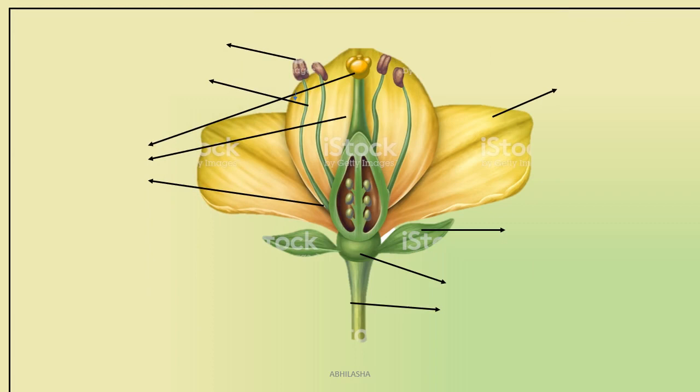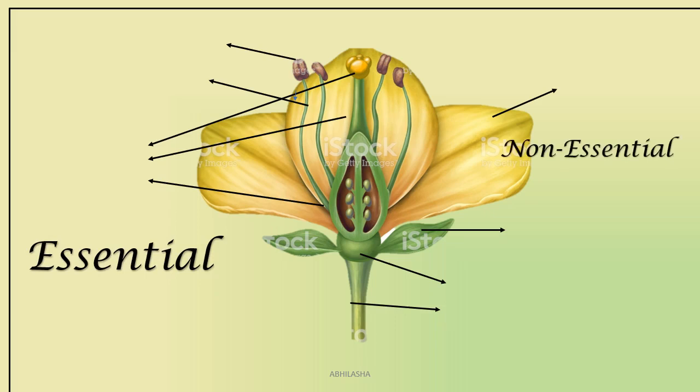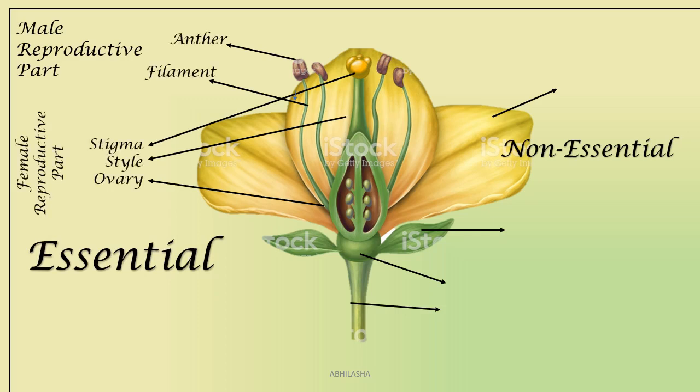Floral parts are broadly divided into two whorls, the essential and the non-essential. The essential include primary sex organs, that is the male reproductive part and the female reproductive parts. The non-essentials include accessory organs, the petals, sepals, and also there is pedicel or the floral stalk and the thalamus or the receptacle. Thalamus or receptacle is the flattened part of floral stalk which bears the floral whorls.